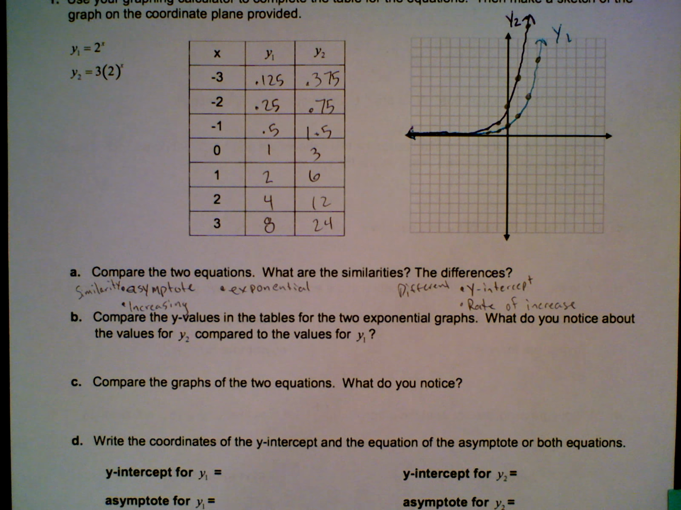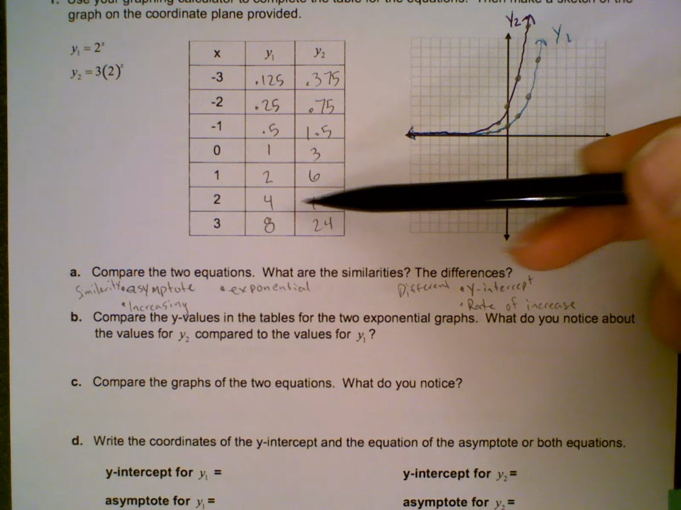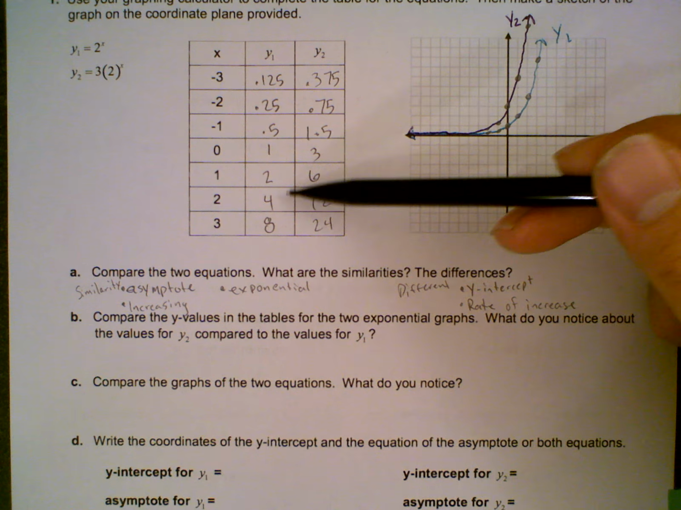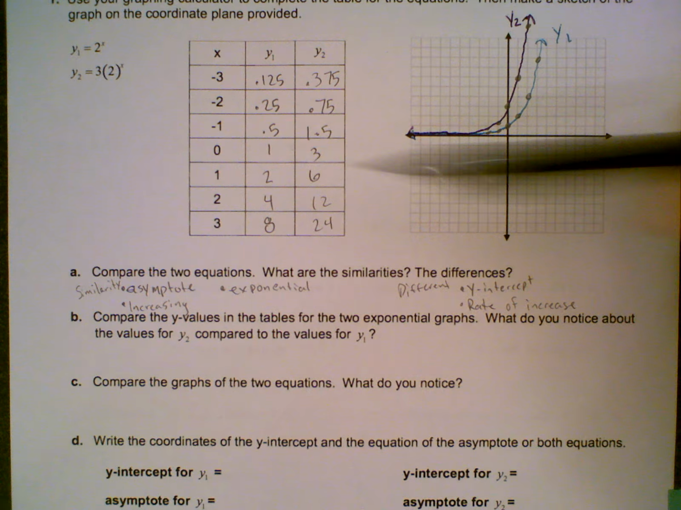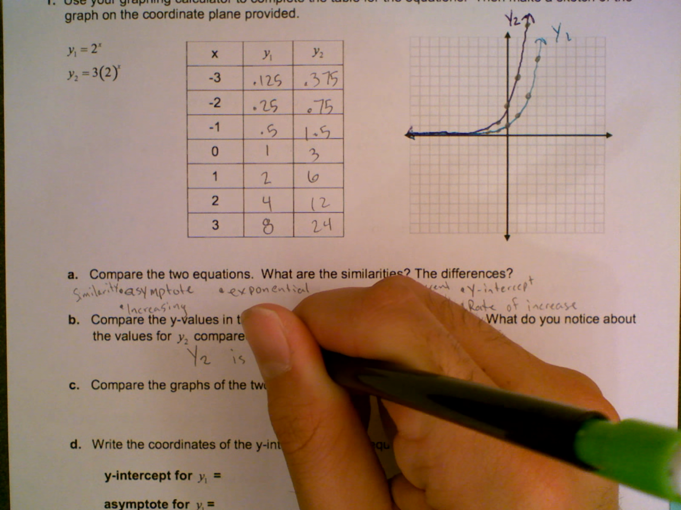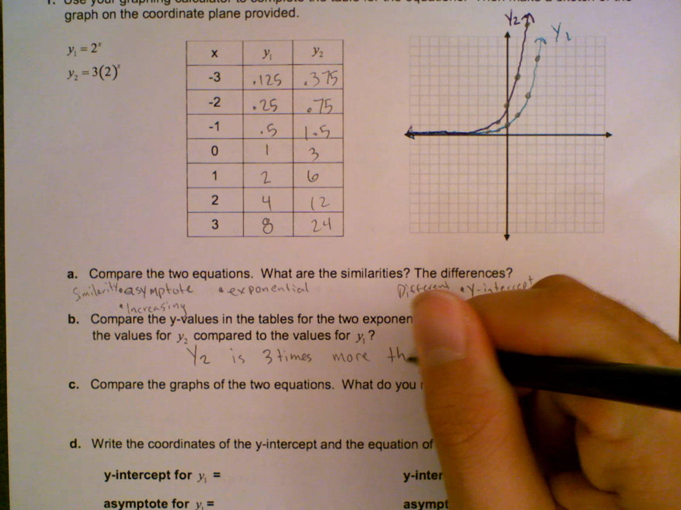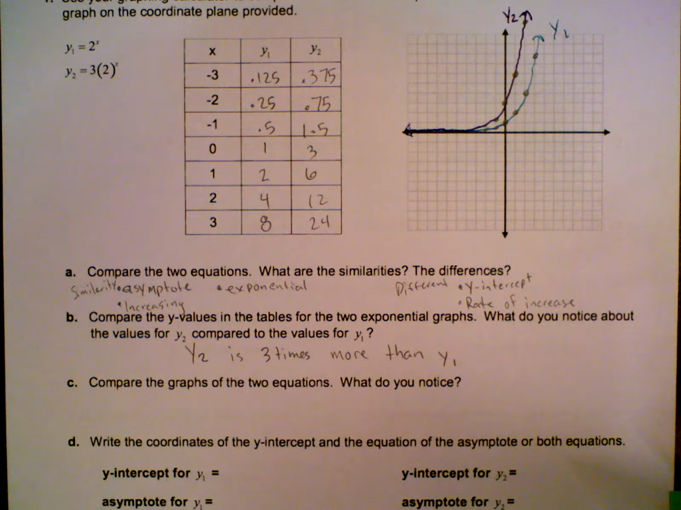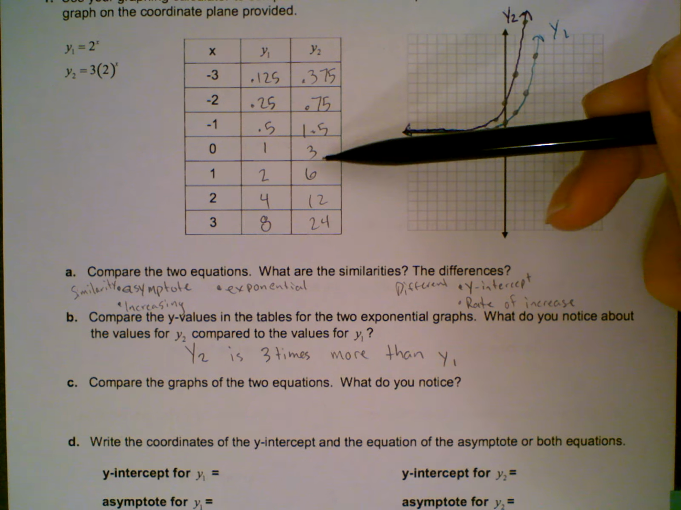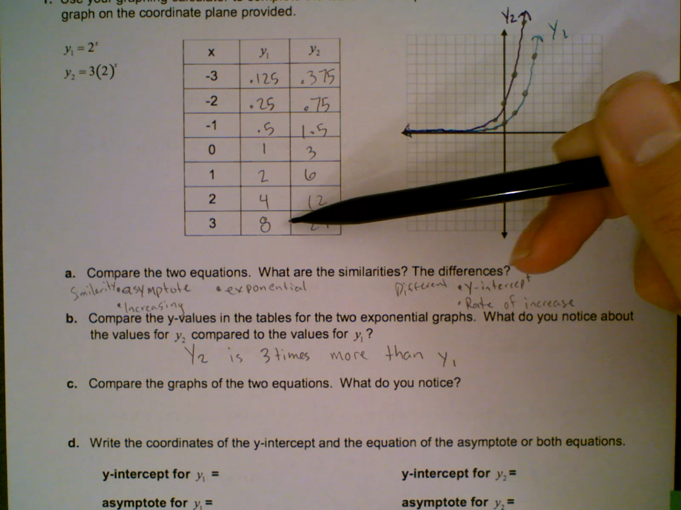All right, B, compare the y values in the table for the 2 exponential graphs. What do you notice about the values for y2 compared to the values of y1? If you're looking at the decimals, that might be a little bit tougher. If you look at these numbers, do you notice anything between 8 and 24, 4 and 12, 2 and 6, and 1 and 3? You should see that y2 is 3 times more than y1. So 1 times 3 is 3, 2 times 3 is 6, 4 times 3 is 12, and 8 times 3 is 24.